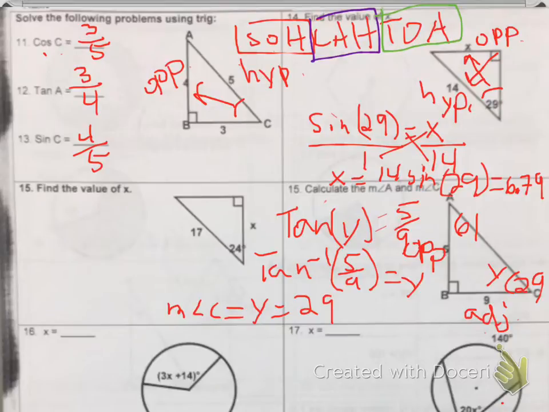And if you want to double check, go ahead and add 61 plus 29 plus 90. It should come out to 180. If it doesn't, then we probably did something wrong, and then we gotta go back and check. Anyway, so that's using SOHCAHTOA, using it to help you to solve your trig problems.